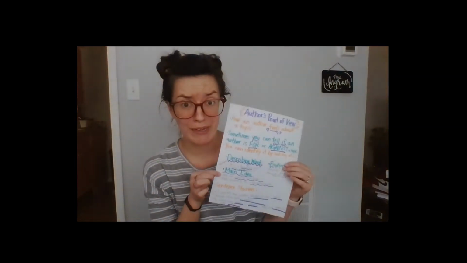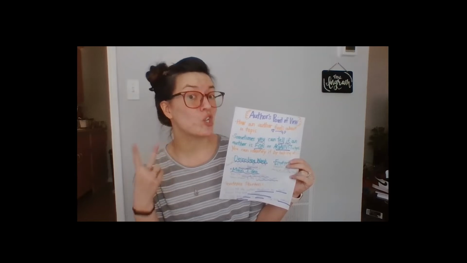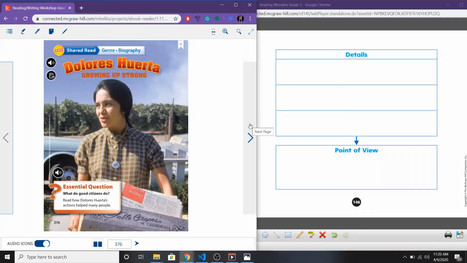But remember, if you can't read it on this paper, it is in the anchor chart album. So we're looking for describing words, we're looking for emotion words that give us clues about how the author feels, what their opinion is. All right, friends, remember today for this assignment, we're looking for the author's point of view. And as we read specifically, we are looking for the author's point of view about Dolores Huerta.